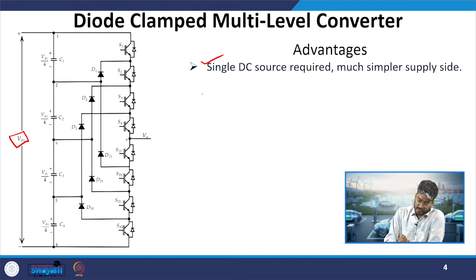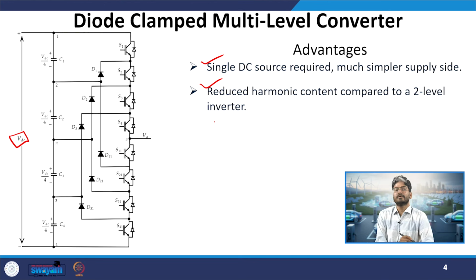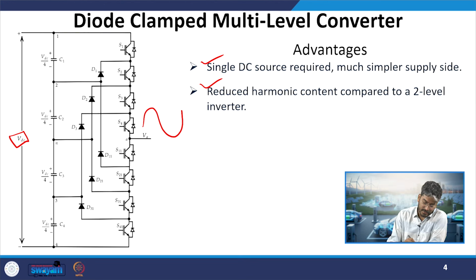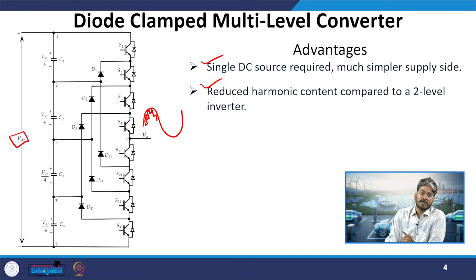Next, reduced harmonic content compared to the 2 level inverters. Why? We have a multi-level waveform now. We want a sine wave over here, and now we will get various steps. The THD will be less in this case compared to our 2 level converter, where it was switching between 0 and VDC, whereas in this case it can generate intermediate steps. So, we can minimize the error between the sine wave and the generated waveform, and our THD will be less.